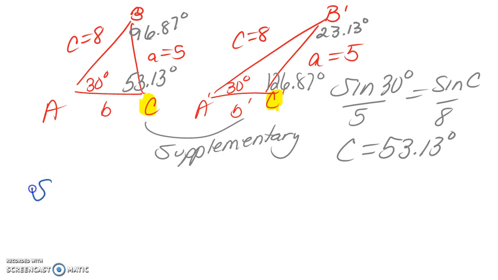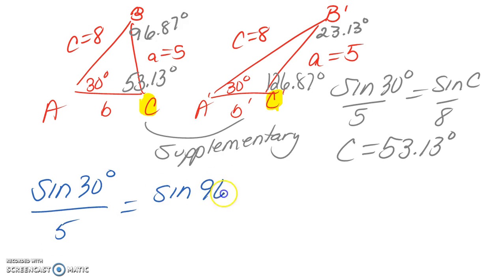In the first triangle, sine of 30 over 5 equals sine of 96.87 over b, we'll call it b1. So if you solve this equation, you end up with the measure of b. So b1 is 9.92.